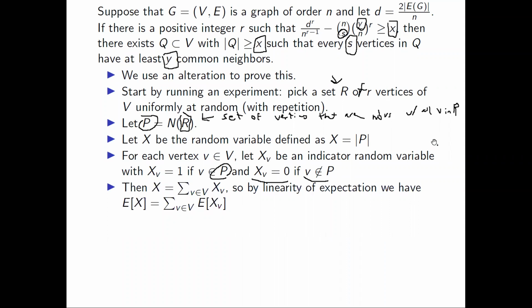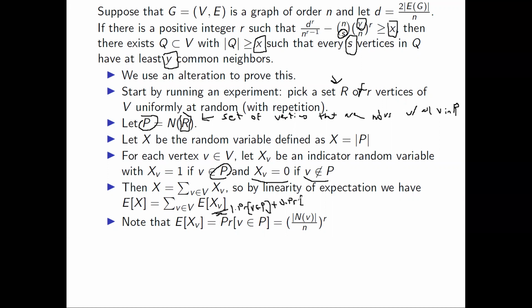And we see, by definition, the random variable X is equal to the sum over all vertices in the vertex set of the indicator random variables, X sub v. And we can use linearity of expectation to see that the expectation of X is equal to the sum over the vertices in V of the expectation of X sub v. And calculating the expectation of X sub v, we can see by definition, the expectation of X sub v is equal to 1 times the probability that v is an element of P plus 0 times the probability that v is not an element of P. And the 0 part becomes 0. And 1 times the probability that v is an element of P, that's just the probability that v is an element of P right here.